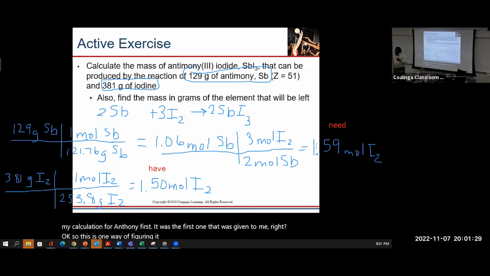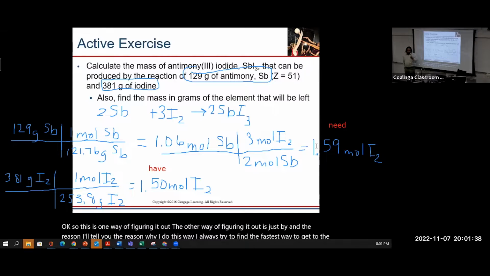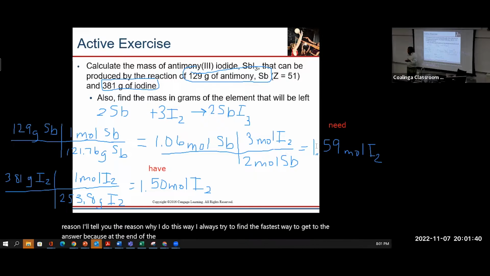The other way of figuring it out is, and I'll tell you the reason why I do this, I always try to find the fastest way to get to the answer. Because at the end of the day, time is money. So you always want to figure out the fastest way to get to the answer. So I read the question and try to figure out what is the fastest way of getting to the answer. And the fastest way is comparing these two to each other.